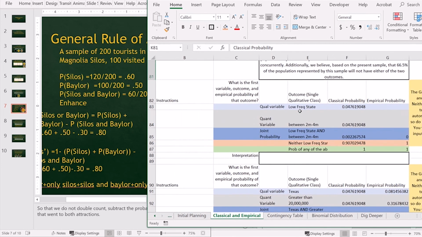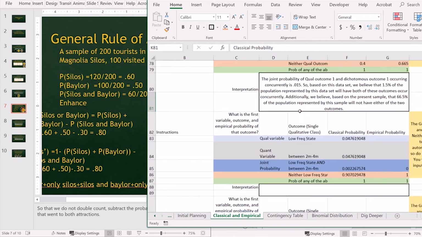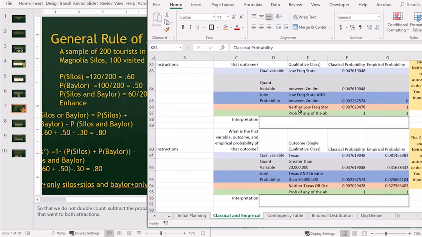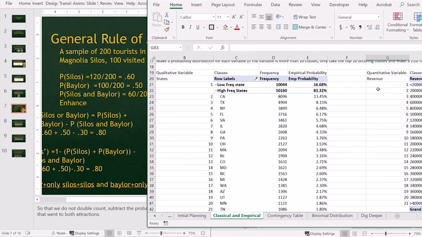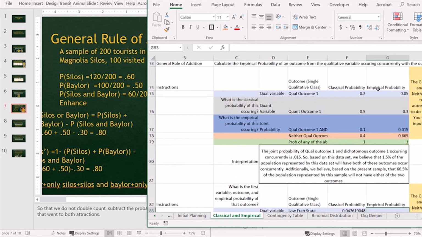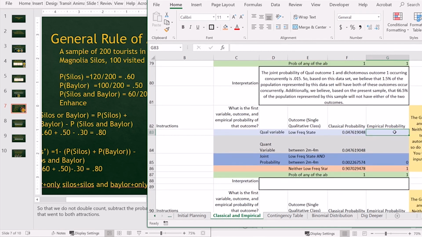So do you guys think that maybe we should do empirical probability and that would be better information? What do you guys think? Yes, no? Yeah? Let's do some empirical probability. What's the empirical probability of being in a low frequency state? 0.1668, right? So 0.1668 is the probability of being in a low frequency state.